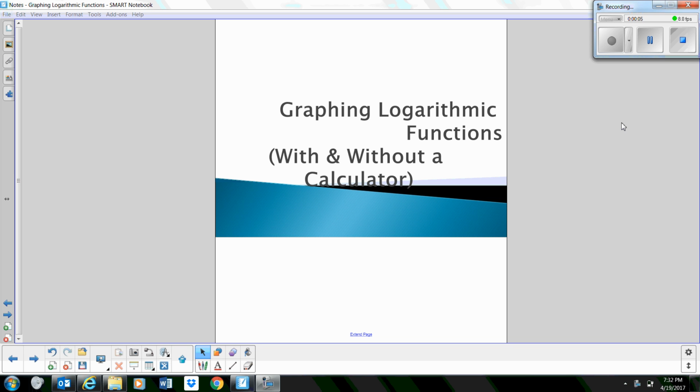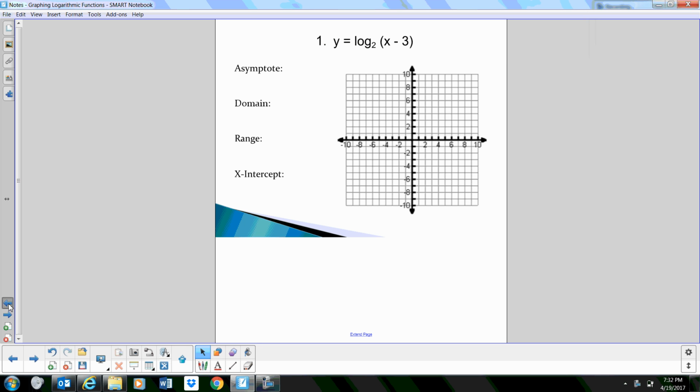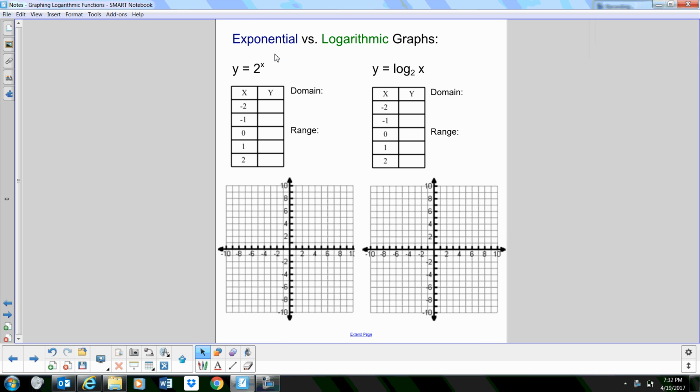Today we're going to learn how to graph logarithmic functions. We're going to mainly focus without a calculator. So let's get started. The first thing we want to do is look at the relationship between the exponential functions and the associated logarithmic functions.